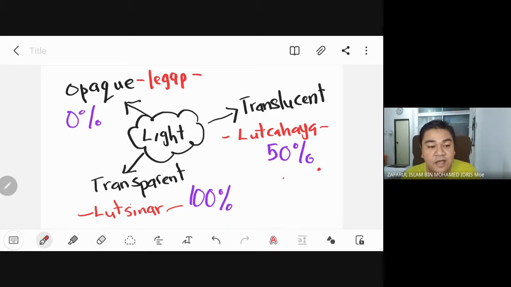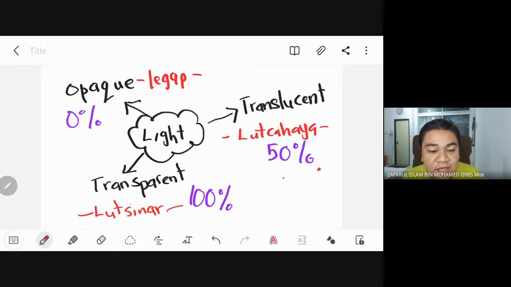And then the third one, opaque. Opaque or in Malay we call it legap. Legap ni maksudnya 0%. 0% ni maksud dia langsung tidak membenarkan cahaya melaluinya. Do not allow the light to go through it. Do not allow the light to pass through it. Maksud dia, dia langsung tidak membenarkan.